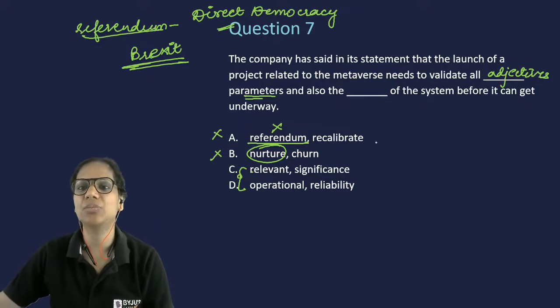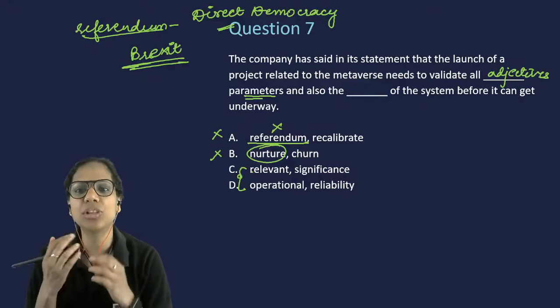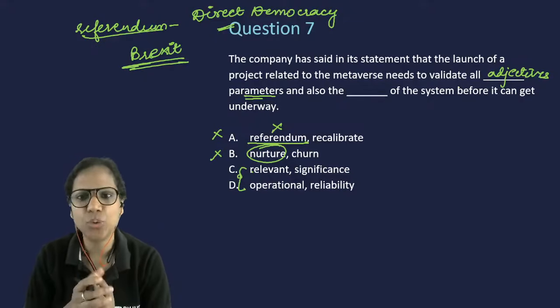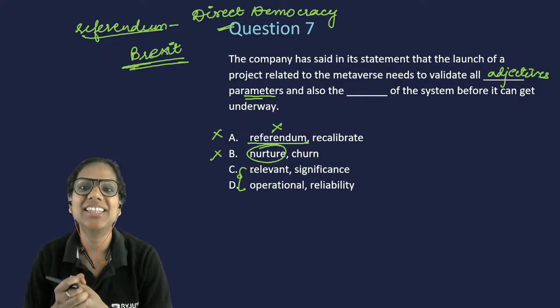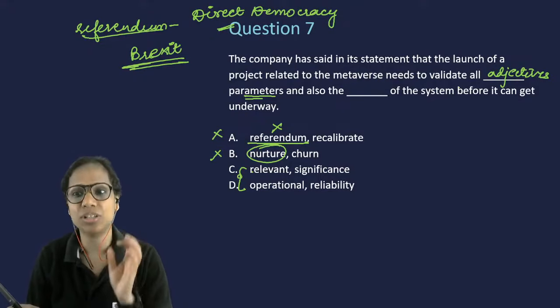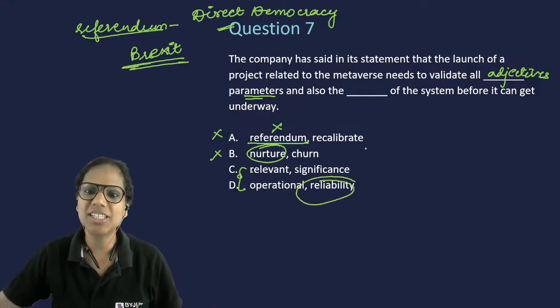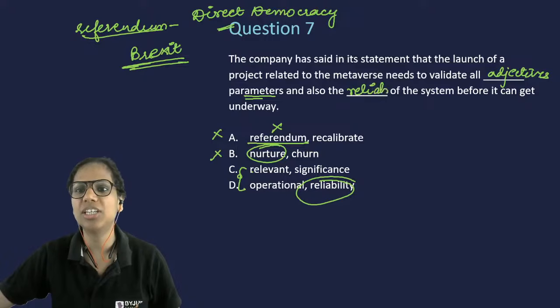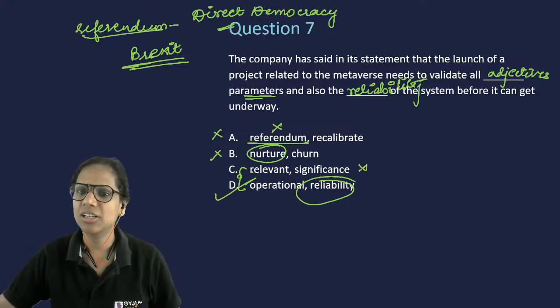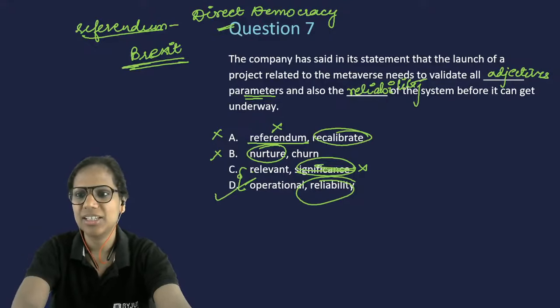What about the second blank? Basically, we are saying we need to validate. We need to first see that all the parameters are doing fine, and that the system is significant, or important, or reliable, before we can launch the project. We want to check whether the system is reliable or not. Then only we can launch the project. So D is better in the second blank. Significance does not make much sense. And what is recalibrate?